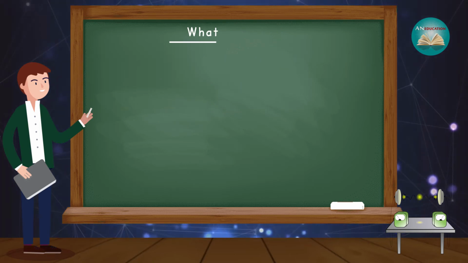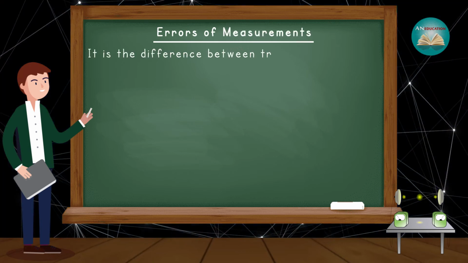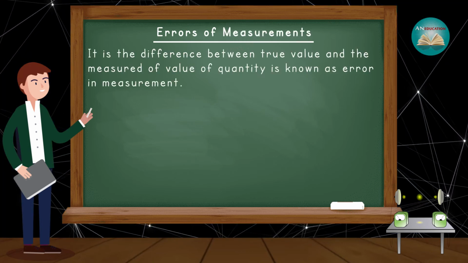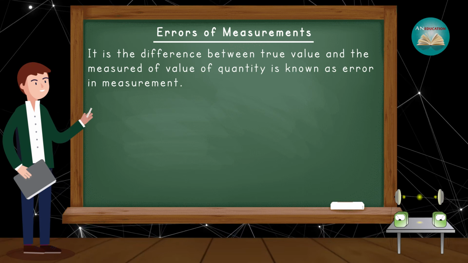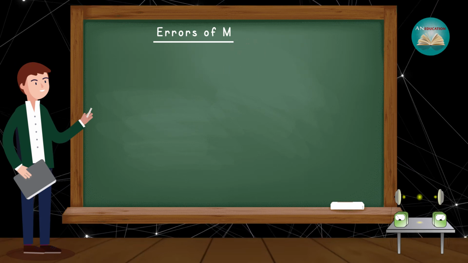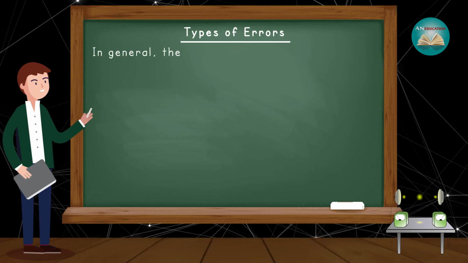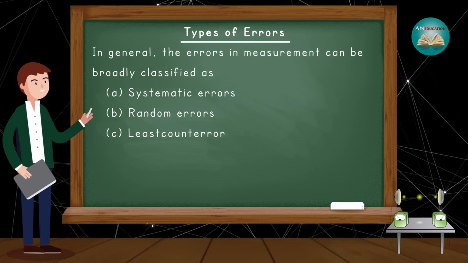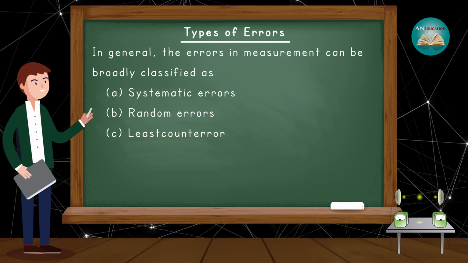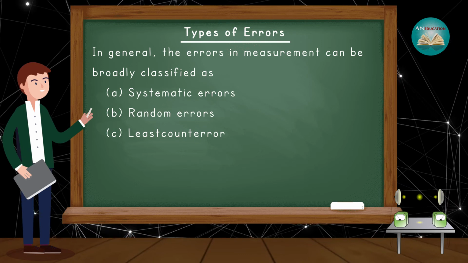After that, let's discuss errors of measurement. The difference between the true value and the measured value of a quantity is known as error in measurement. After that, let's discuss types of error. In general, the errors in measurement can be broadly classified as: A. Systematic errors, B. Random errors, C. Least count error.